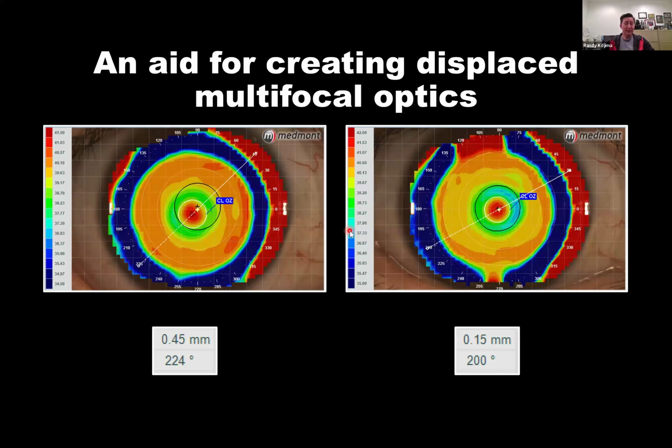So here you can see how the optics have been moved from where they started to now being much better centered over the visual axis. And that can reduce the aberrations that the patient experiences significantly and give us a much better hope of providing good multifocality to our presbyopes.